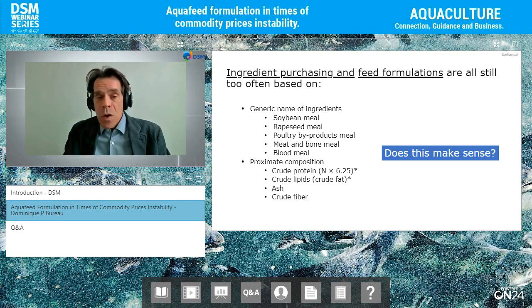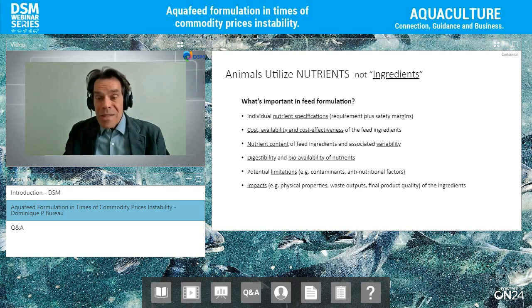So we should not be looking at ingredients per se. We should be looking at nutrients. The animal actually does not use ingredients. It uses ingredients that contain nutrients or are sources of nutrients. So what matters is the nutritional requirements of the animal, what nutritional specification you should be formulating the feed to. And I covered this a little bit in the previous seminar, which was the major focus of this. But the next one should be focusing on the characteristics of the ingredients as sources of nutrients.